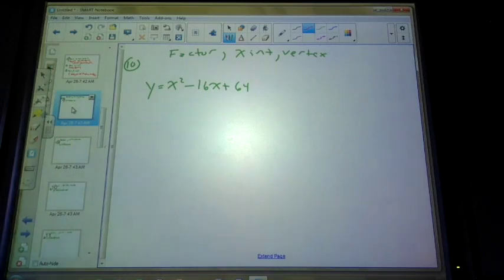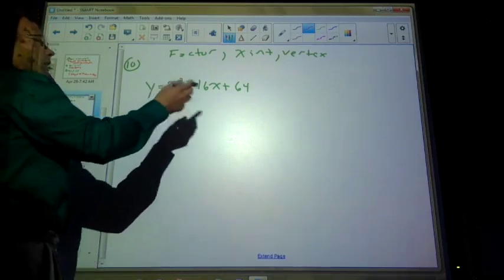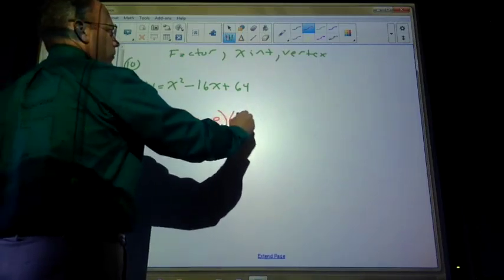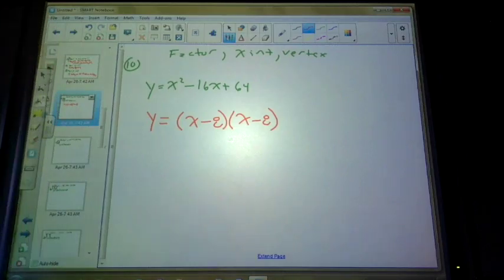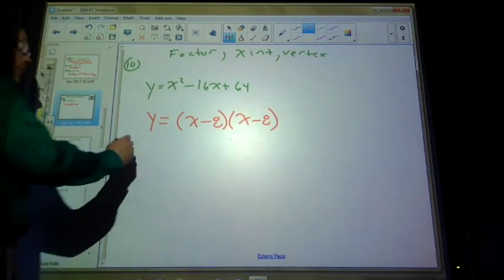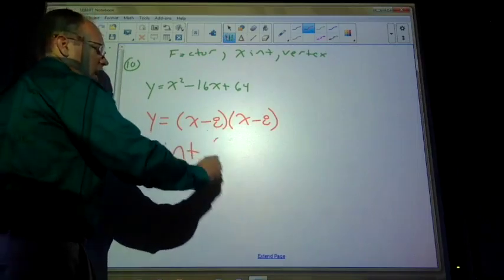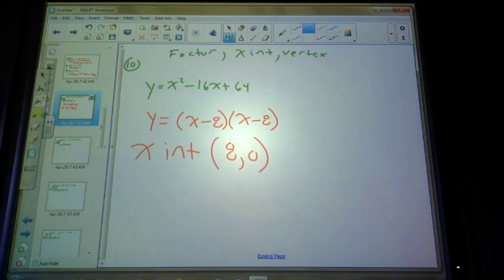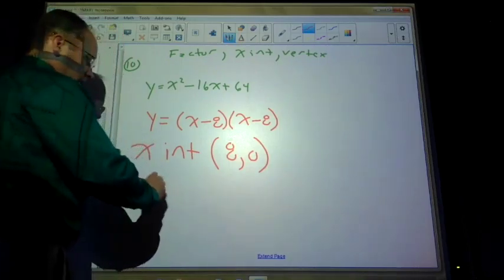Okay, they want us to factor it, find the x-intercept, and find the vertex. We're not worried about the y-intercept on this problem. I mean, if we wanted to, we'd say the y-intercept is 0, 64, but we're not worried about it. If I factor this, this will factor down to x minus 8, x minus 8. So where does it cross the x-axis? The x-intercept crosses at 8, 0. What do we also know about this one and the vertex? It's the same, because this happened twice. This is also the vertex.